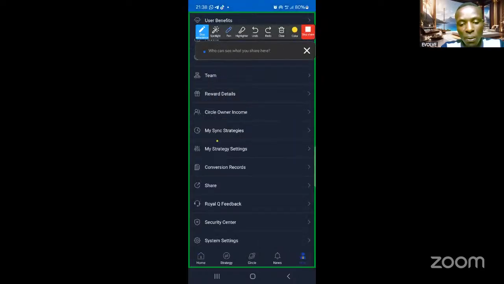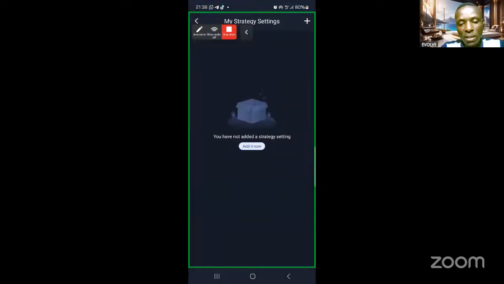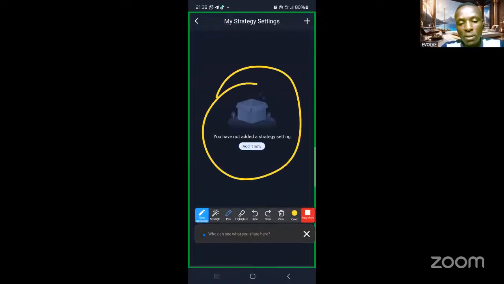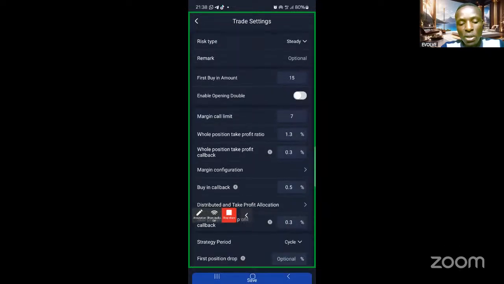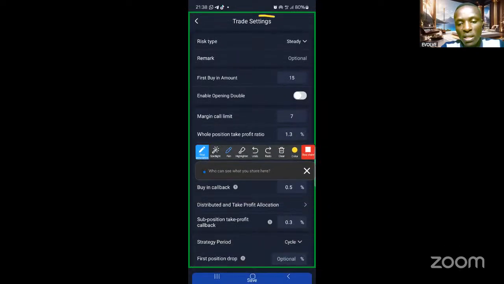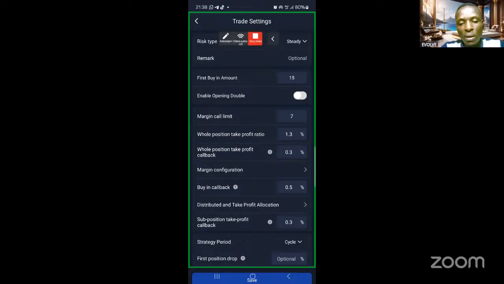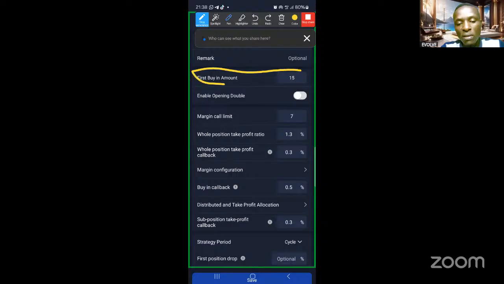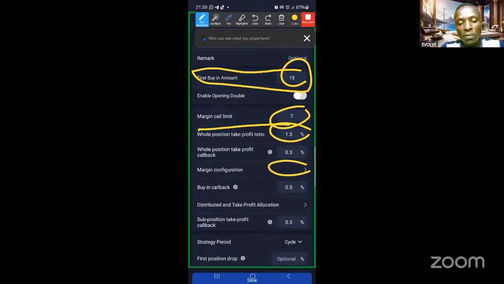You come and tap on my strategy settings. And then you will see this box. You tap on add it now. When you tap on add it now, our page of trade setting will open up. This is the one we have discussed today. Now here you are going to set your strategy by putting the first buying amount, the margin call limit, the whole position take profit ratio, and you put your margin configurations.